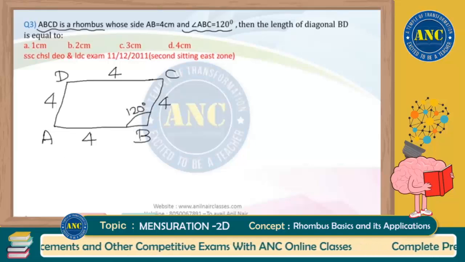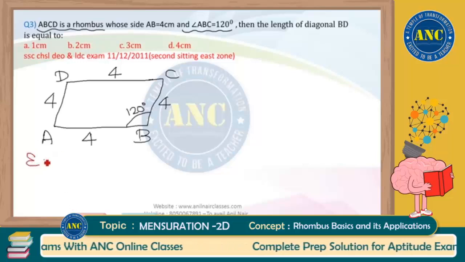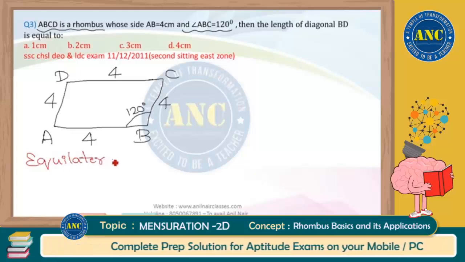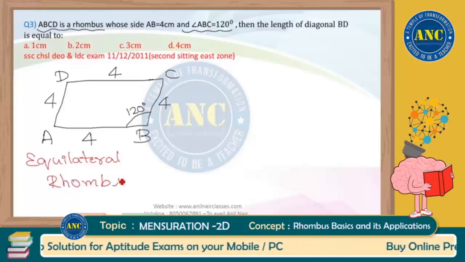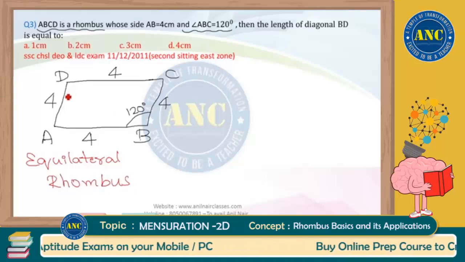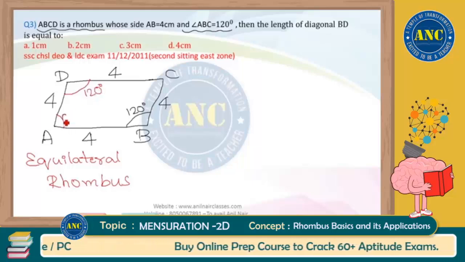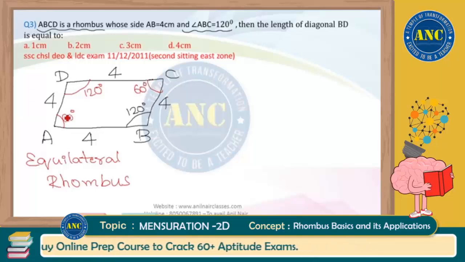Now, I told you very clearly when I discussed the equilateral rhombus concept that if one of the angles is 120, the opposite angle also will become 120 and the other two angles will be 60 each, and such a rhombus is called an equilateral rhombus.